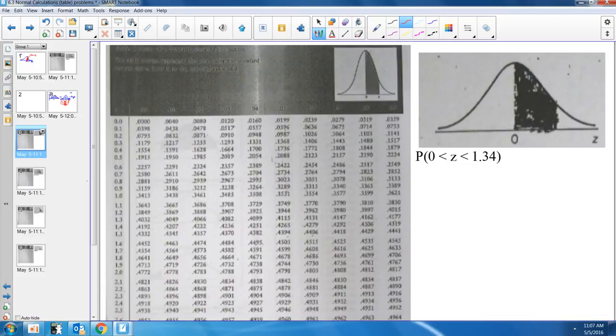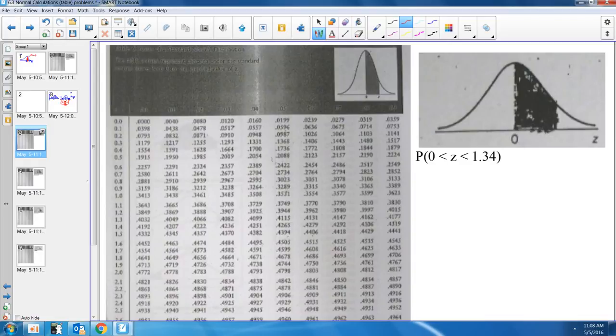6.4 notes is the same exact stuff. It's just putting it in story problems. So how do you go ahead and find probabilities on your table? At the beginning, we have to convert your x scores to z scores, and then once we have the z scores, we can look at the table.